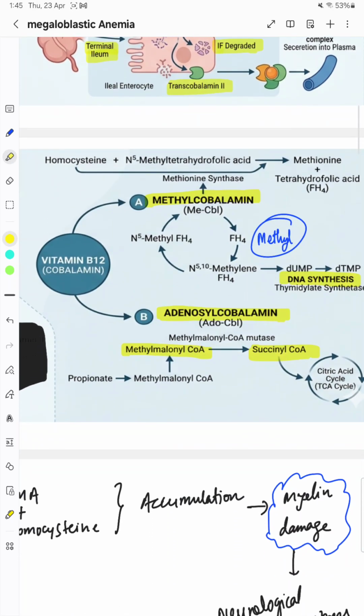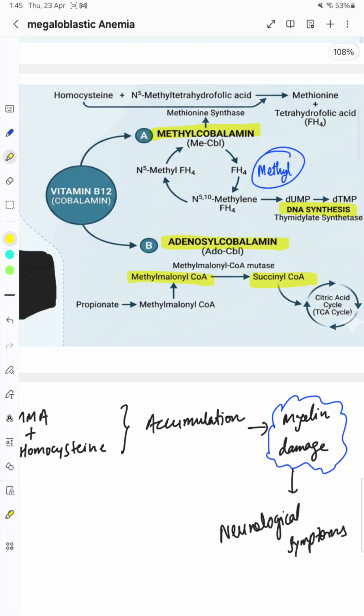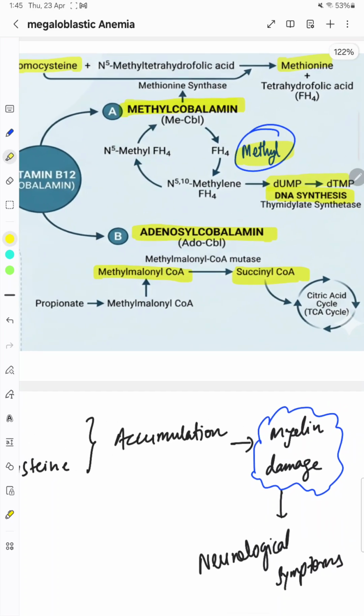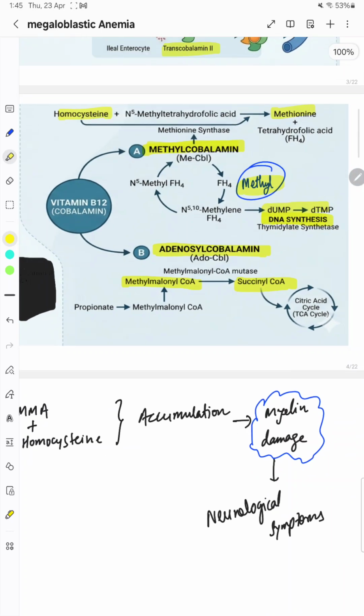Vitamin B12, also known as cobalamin, acts as a cofactor in two very important biochemical reactions. The one is in which homocysteine is converted into methionine, and in this process a methyl group is generated, which is further utilized by deoxyuridine monophosphate to get converted into deoxythymidine monophosphate, and this is very essential in DNA synthesis. So vitamin B12 plays an important role in DNA synthesis.